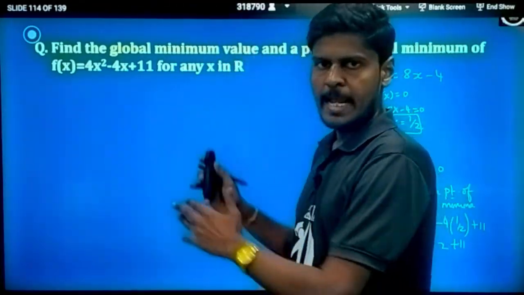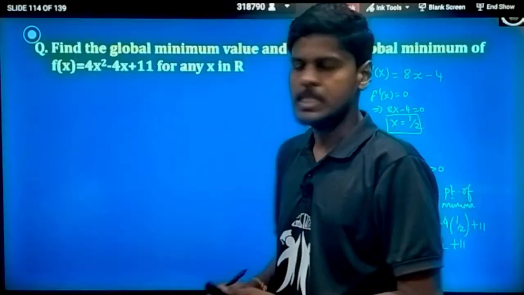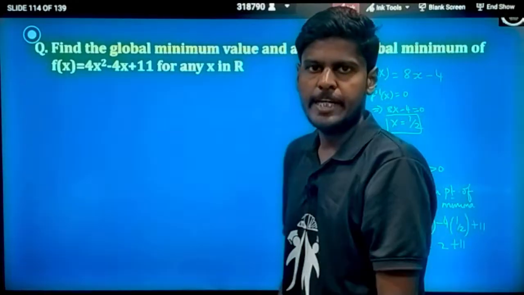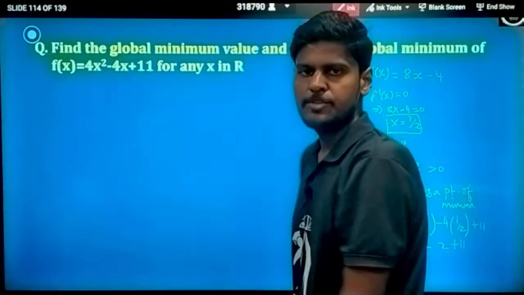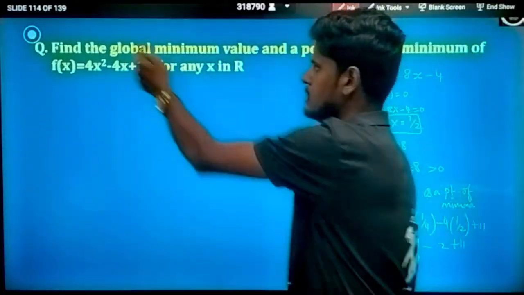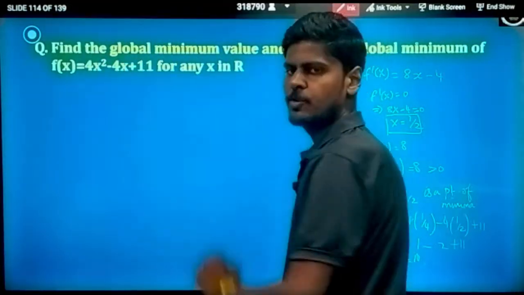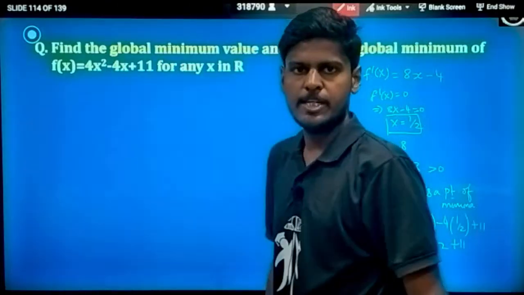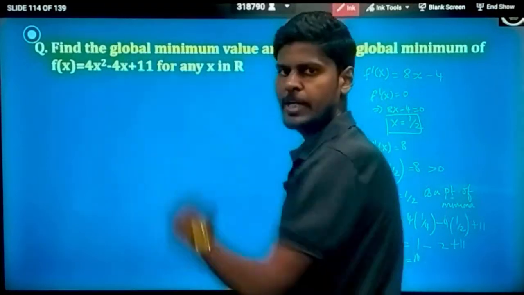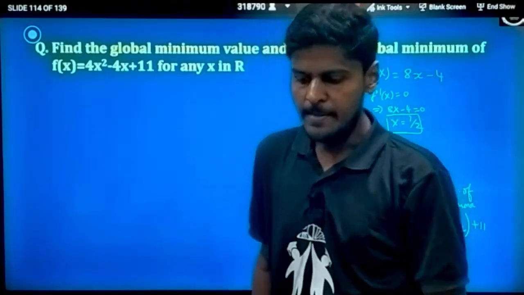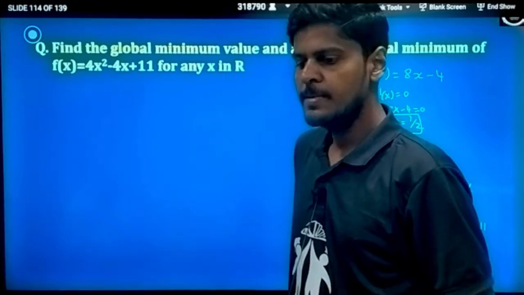But for this question, as it is defined in all real numbers, at minus infinity and infinity, that will be the end points for this. So at those points, this function will tend to infinity. Why is that? Because when we substitute, suppose infinity in the place of x, then infinity square will be always greater than infinity.